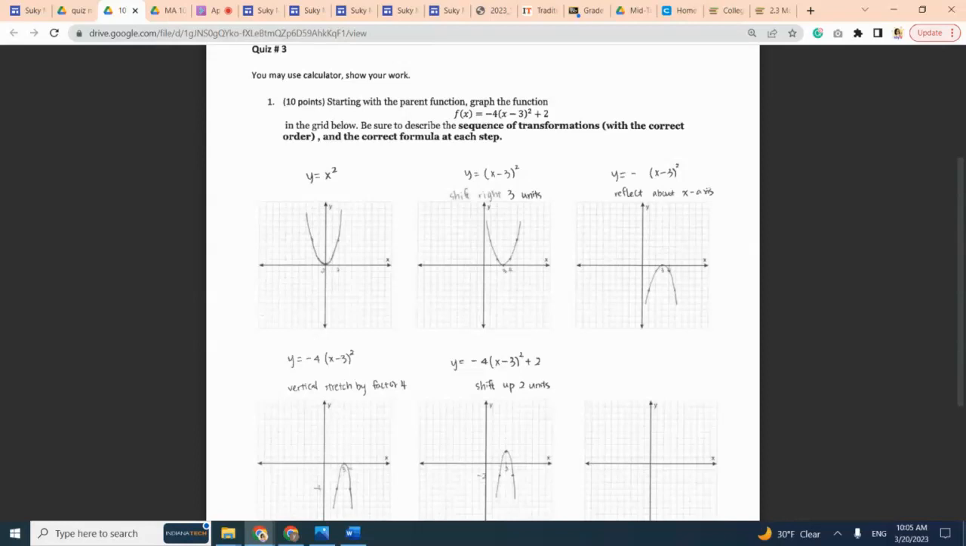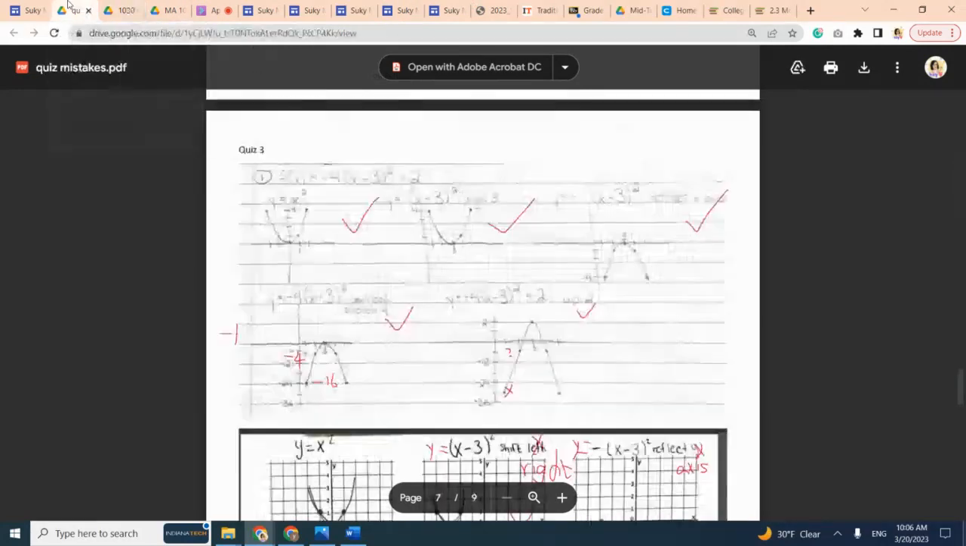And then here, plus 2, move up 2 units. So all those 3 points shift up 2 units. Any questions about the quiz? Good? All right, so let's look at our mistakes.